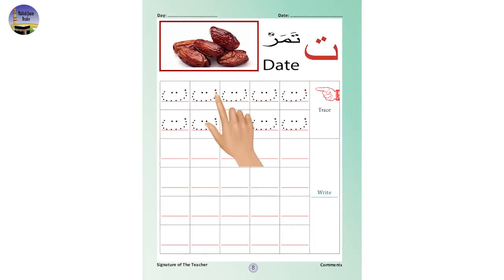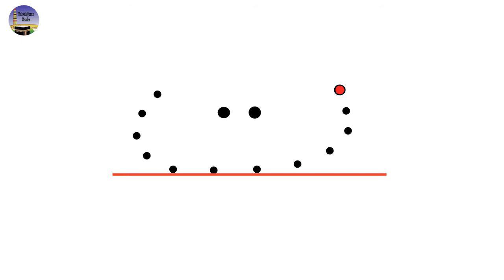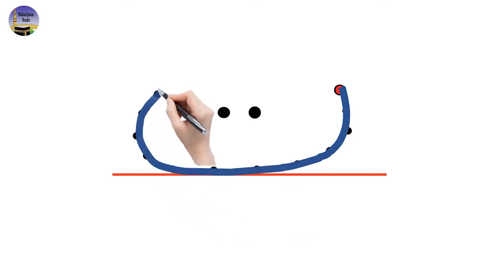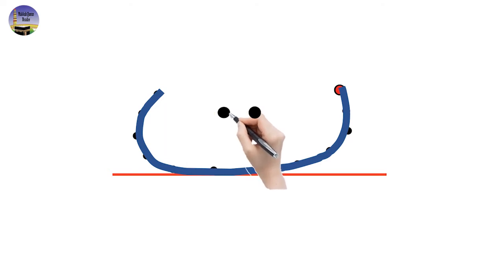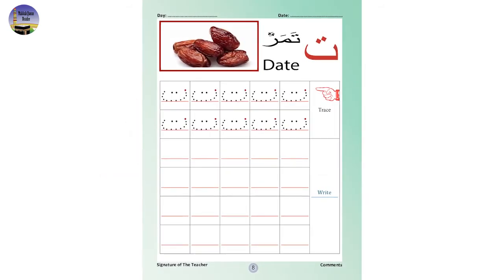Arabic starts from the right side. Start from the red dot, make a curve, go left, touch the red line, make another curve. Give 2 dots above the letter. Ta. Ta for tamarun. Tamarun means date.